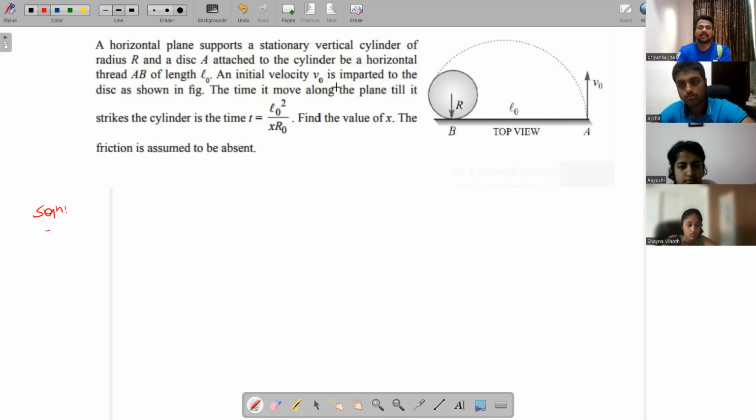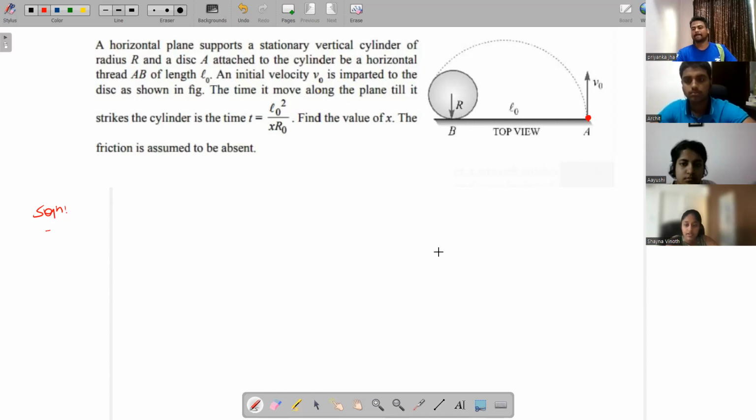Okay, this is the disc, and there is a vertical cylinder of radius r, and the disc is attached to the cylinder by a horizontal thread of length L naught. Initial velocity V naught is imparted to the disc as shown in the figure. Find the time it moves along the plane till it strikes the cylinder. So it will wrap around this, and finally the disc will go and hit the cylinder. So how much time will it take? That you have to find.